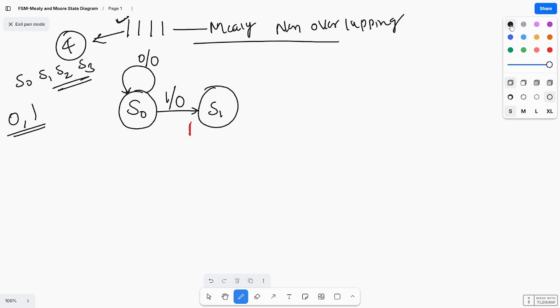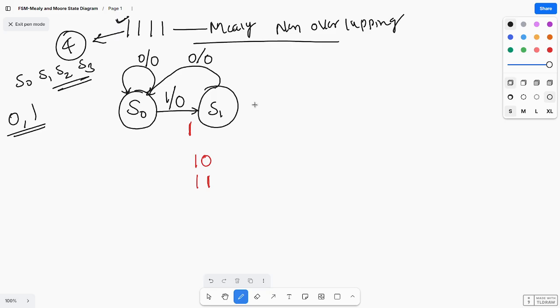Next at S1 I can check for what the possible cases are: 1 0 and 1 1. If it is 1 0, where will it go, and if it is 1 1, where will it go? So if it is 1 0, it will go to the initial state. 1 0 means this 0 is there, so it will go to S0. So this is 0 and output is 0. I didn't get the sequence.